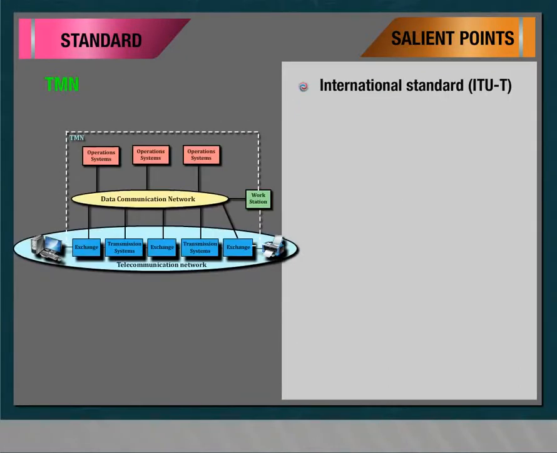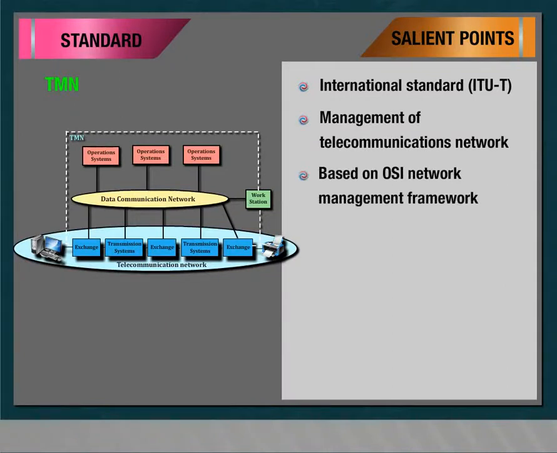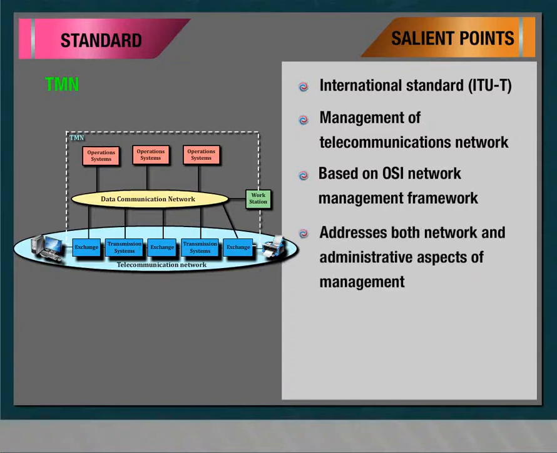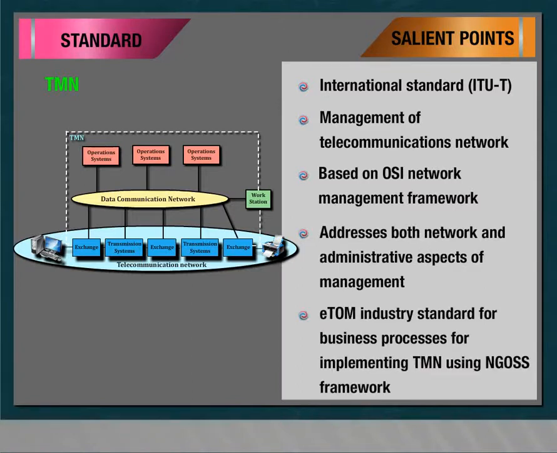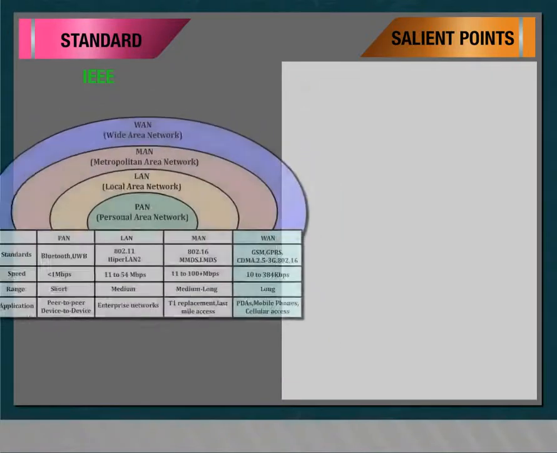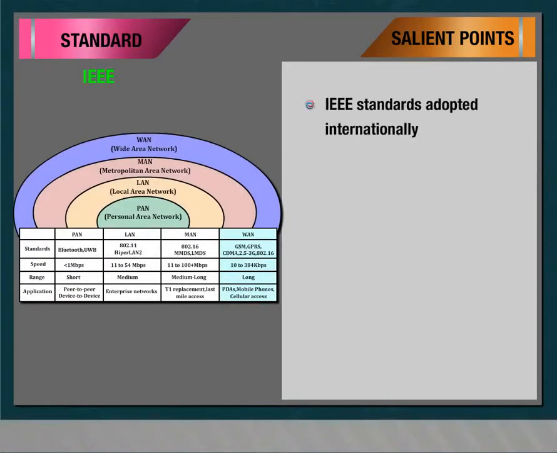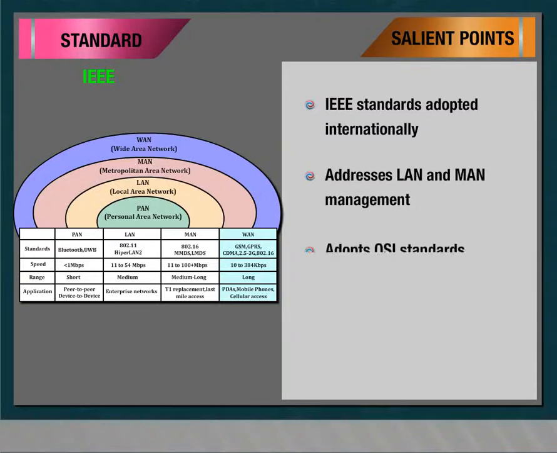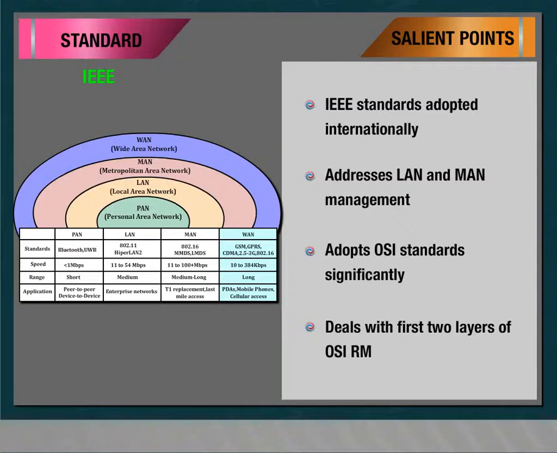TMN: International Standard ITU-T, management of telecommunications network, based on OSI Network Management Framework, addresses both network and administrative aspects of management. eTOM: Industry Standard for business processes for implementing TMN using NGOSS framework. IEEE: standards adopted internationally, addresses LAN and MAN management, adopts OSI standards significantly, deals with the first 2 layers of the OSI RM.